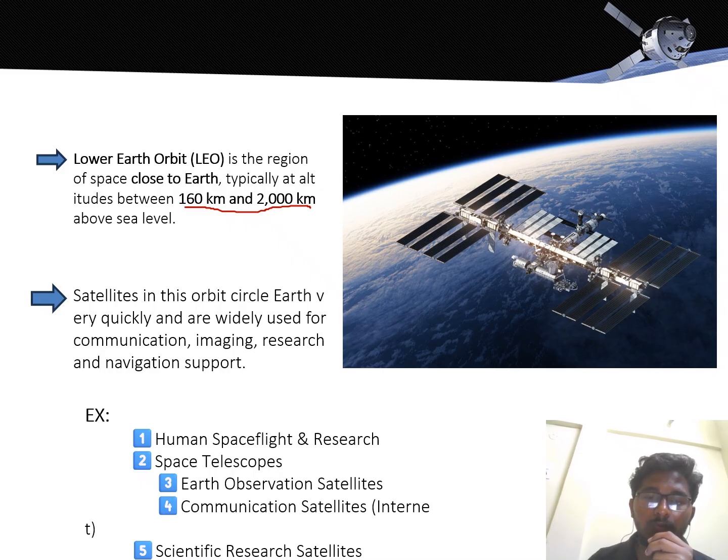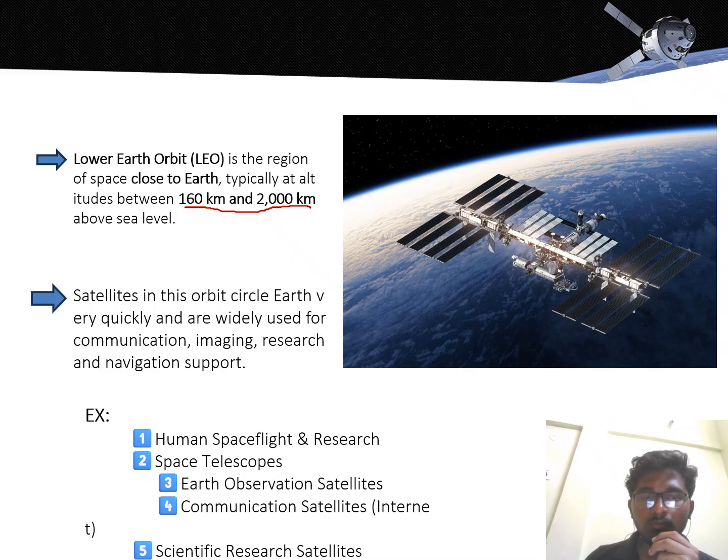Examples: human space flight and research, space telescopes, Earth observation satellites, communication systems, and fifth, scientific research satellites. These are the usages of the low Earth orbits.